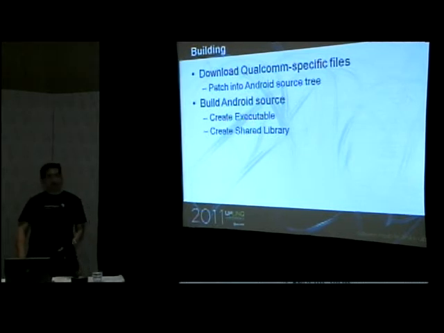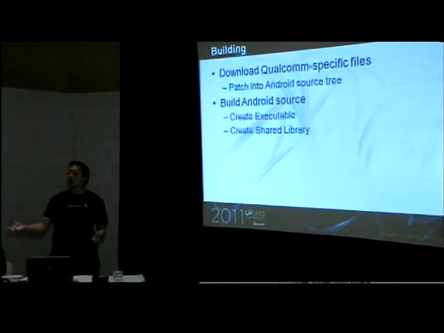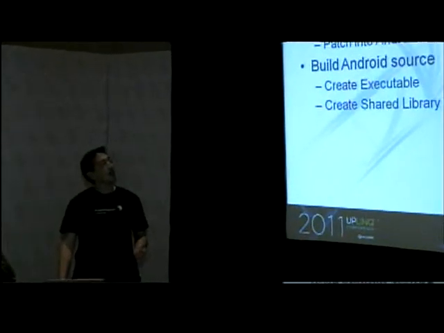So as far as building, you're going to need to download an entire Android source tree. Some of you may already have this. And there are certain Qualcomm-specific files you'll need to download as well. This is all in the guide that accompanies the sample code. Once you build the Android source, you can output either an executable or a shared library, or both, depending on how you write the code. The sample itself is already prepared to do both of those for you.